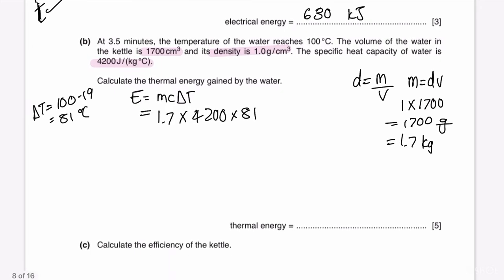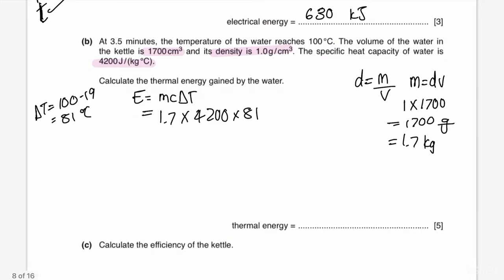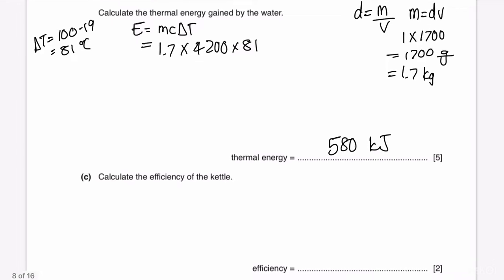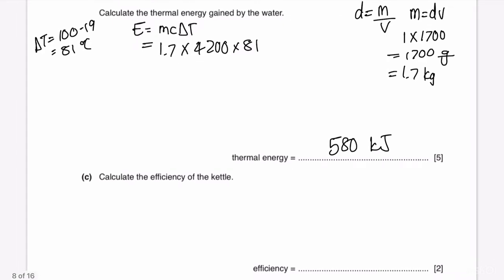Sorry. So you calculate this and the answer is 580 kilojoules. Calculate the efficiency of the kettle. Efficiency matlab ke kitni energy use ho rahi hai aur kitni energy waste ho rahi hai, uska basically ratio hota hai. To efficiency ka kya formula hota hai? Ye efficiency ka symbol hota hai, useful.